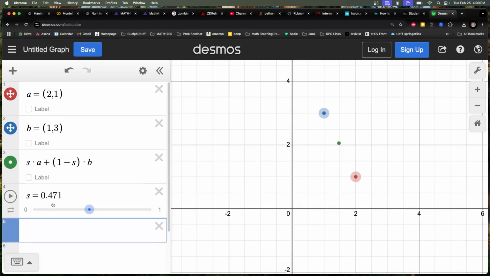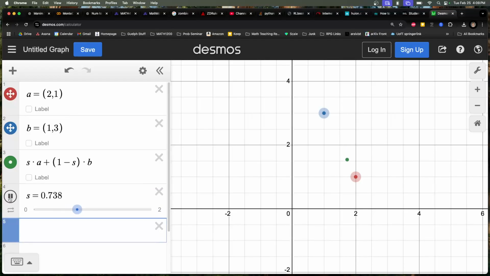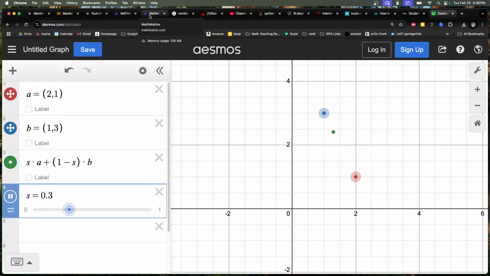If you go past 1, what happens if we go past 1? Let's see. If you go past 1, whoa, you went too far. So if you go past 1, then 1 minus S is negative. Then you're past the thing. But a convex combination is when the coefficients are between 0 and 1. And that is what we were doing over here. Convex combinations. That is the little thing.